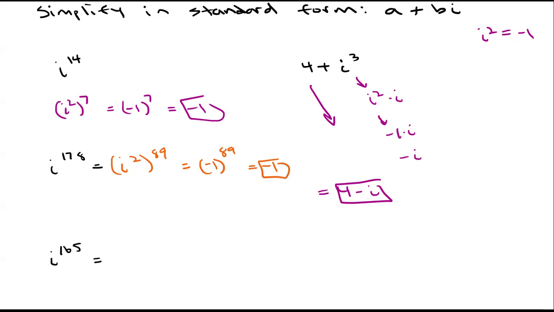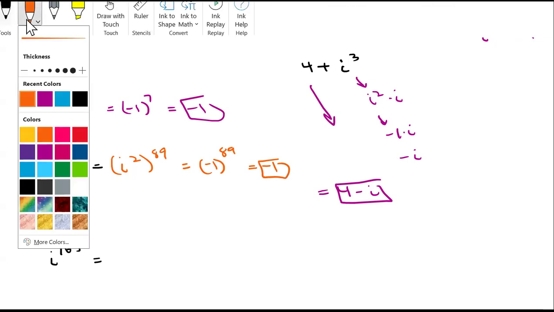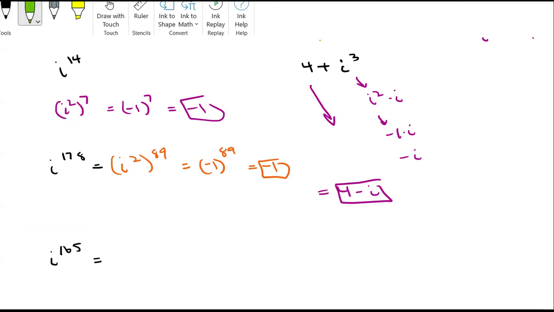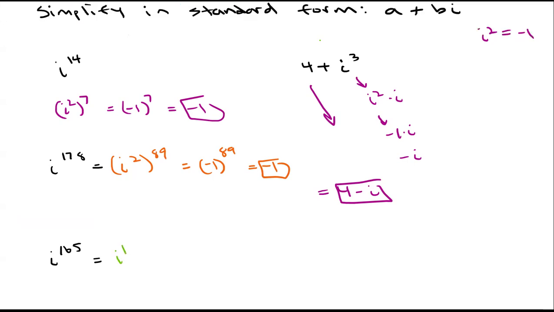Okay. For the second one, I do something very similar, but in this case, we have an odd power. So we're going to break this down into two parts. We have i to the 164 times i to the first power. Because again, if you have the same base, you can just add the powers. 164 plus 1 is 165.